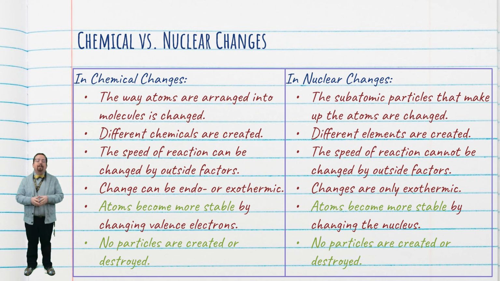In chemical reactions, that increased stability comes from changing the way the electrons in the atom are shared with other atoms. In nuclear changes, that increased stability comes from changing the protons and neutrons in the nucleus. And finally, in both cases, no particles are ever created or destroyed. Specifically, no subatomic particles like protons, neutrons, or electrons are ever created or destroyed.